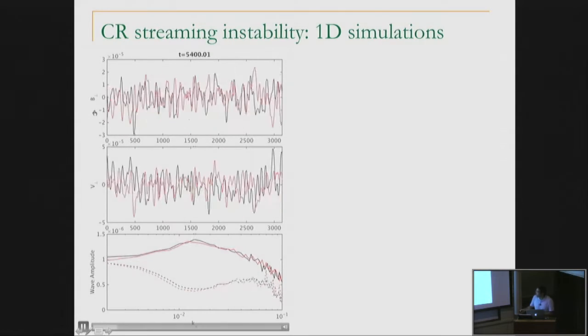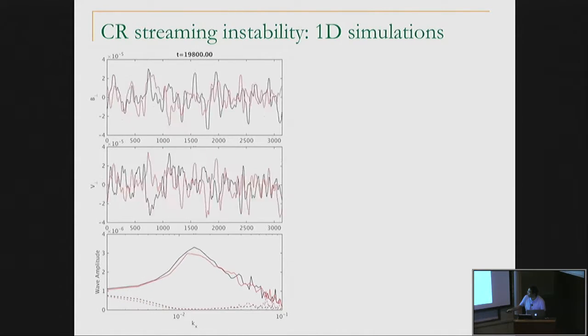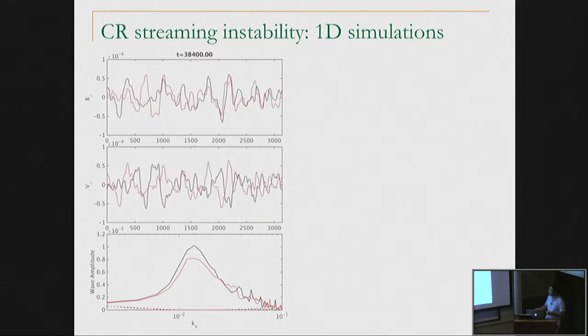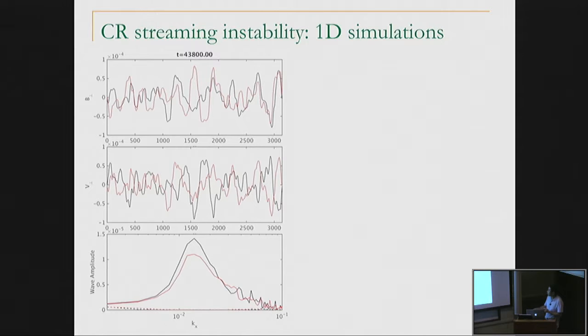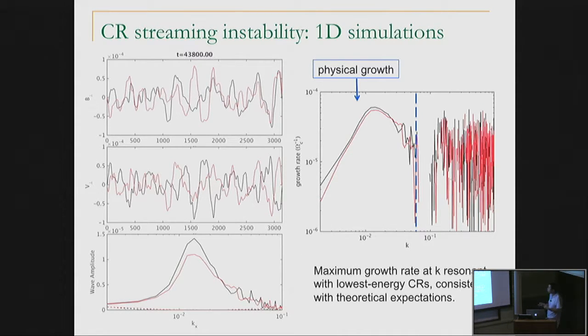The bottom panel is the wave amplitude as a function of k, and you can see that this means the backward propagating wave, and we can very well capture the linear growth of this instability. We can see that the backward propagating waves are always suppressed. And we can measure the growth rate, which basically agrees with linear expectations. It grows the fastest at the wavelength that is resonant with the lowest energy cosmic rays, and then it falls off on both ends.